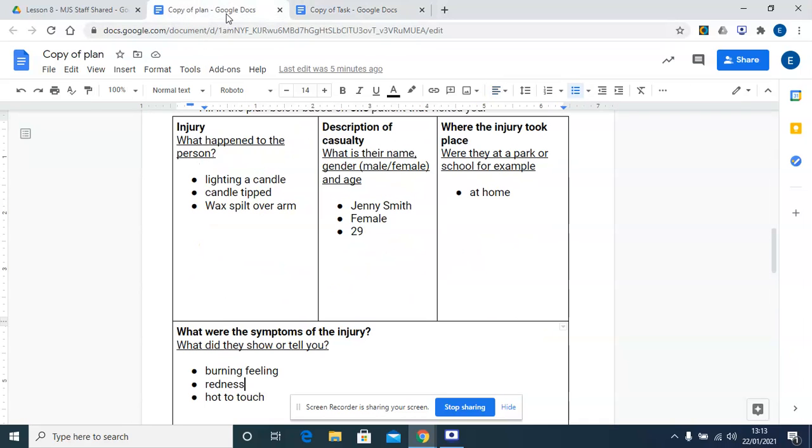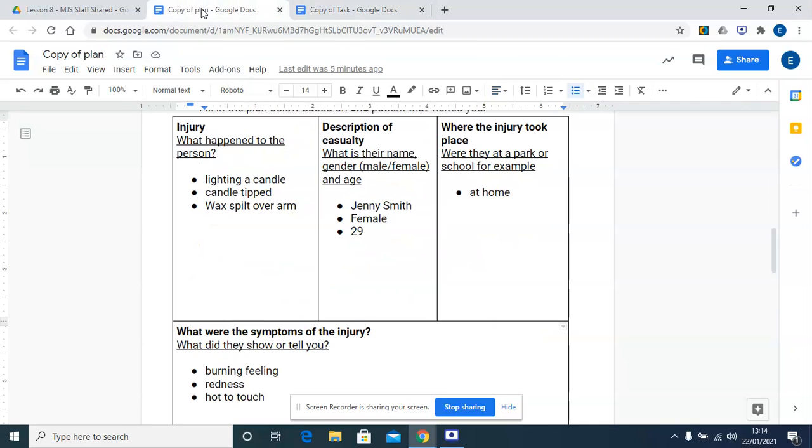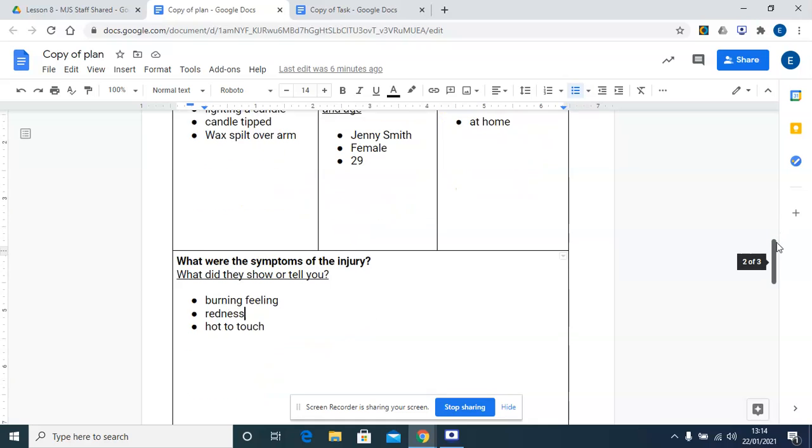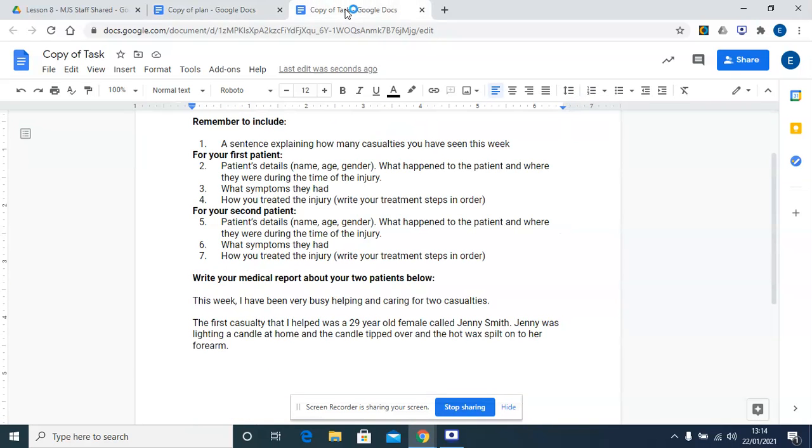Okay, so now I've included all of the details: what happened to the patient and where they were during the time of injury. So now I can go on to my next short paragraph. I'm calling them short paragraphs because paragraphs are usually 5 to 7 sentences, but we're only writing a short medical report about each patient today. So what symptoms did they have? You can look back again at your plan: burning feeling, redness and hot to touch.